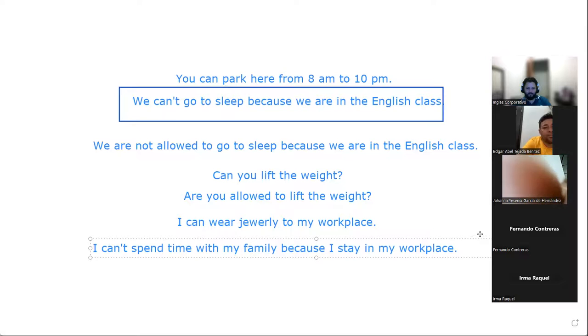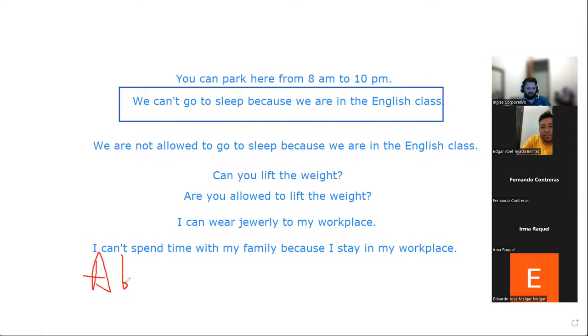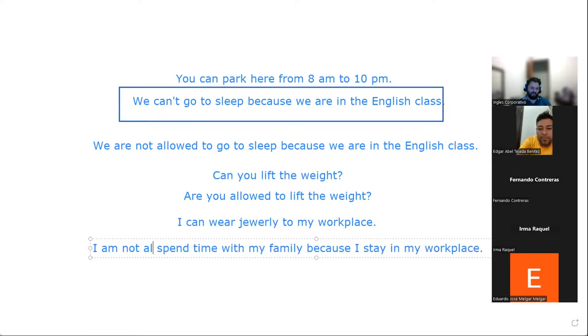Okay. Yeah. All right. Don't translate, okay? If you're asking me that, it's because you're trying to translate, okay? All right. Workplace is the place. Job is your job, what you do, right? Oh, by the way, guys, hold on. I can't spend time with my family. Is this ability or is this permission? This is ability, okay? So you need to say, I am not allowed to spend time with my family, right?